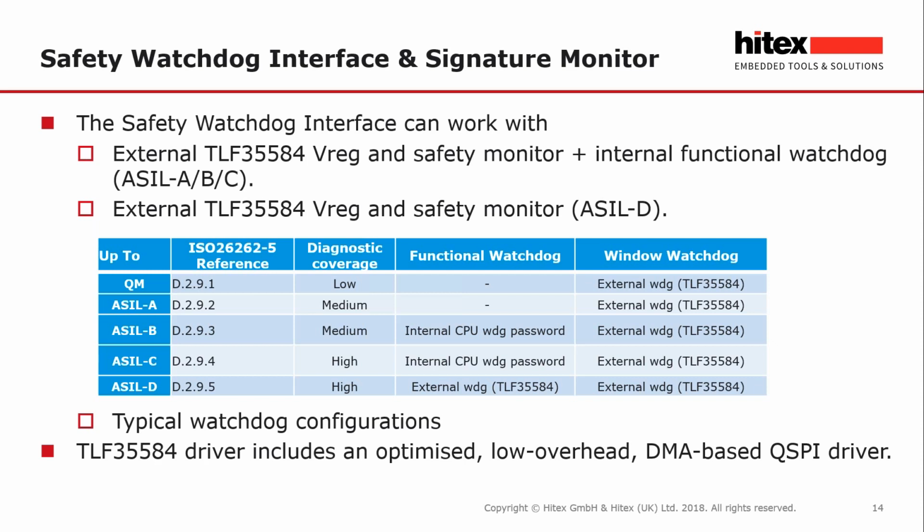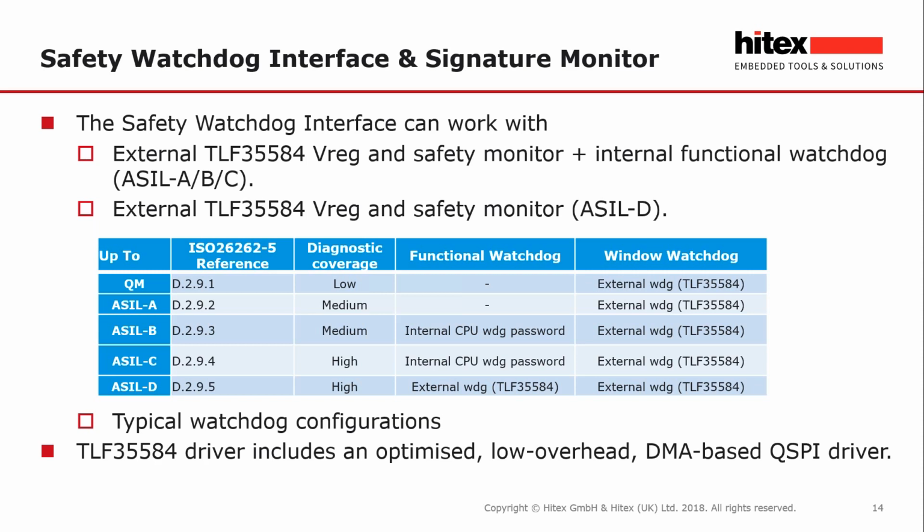Now, we're showing here a table of typical watchdog configurations that the SafeTpack will support. I must stress that this is very much application specific, but what we have here is something fairly typical. So for a typical ASIL-B system, you would probably use the internal CPU watchdog as a functional watchdog and the external TLF 35584 as an independent time-based window watchdog.